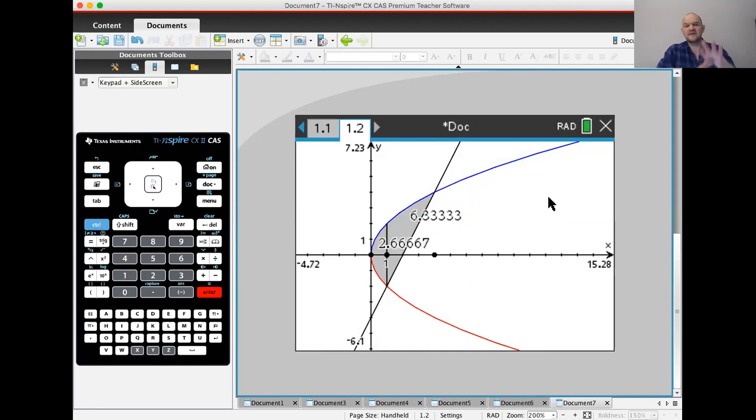Okay, and if I add those together, I get 6 plus 2 is 8, and then 2/3 and 1/3, 9. So you could have done it in terms of x, but it's way easier to do it in one shot in terms of y. That's the advantage of integrating with respect to y.